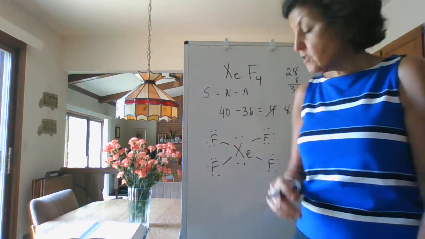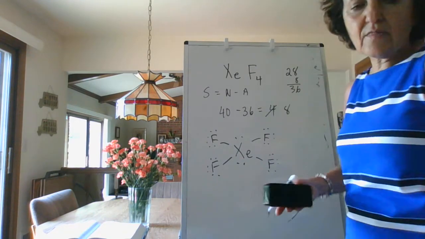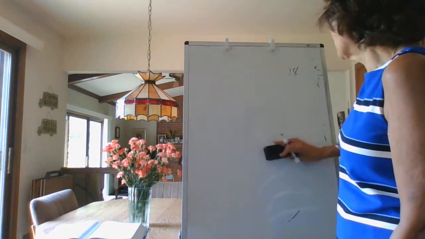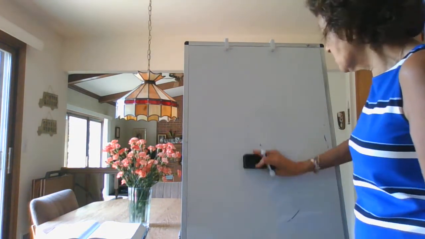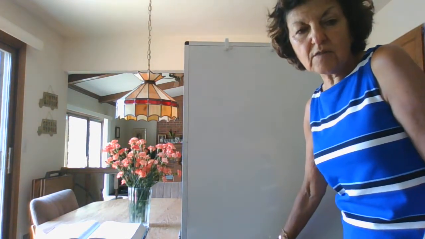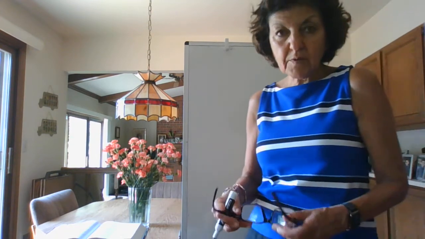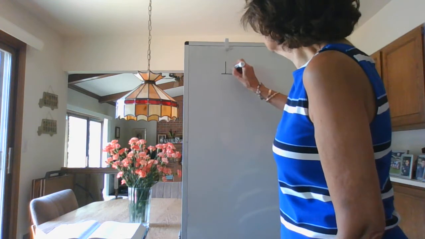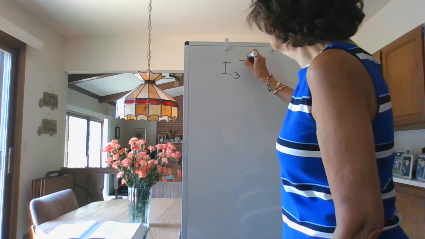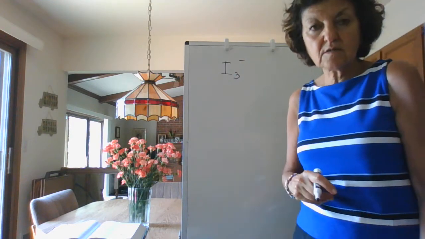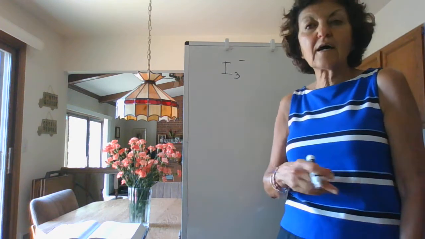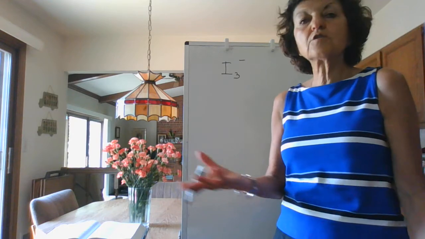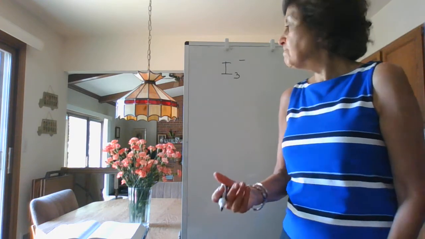Okay, let's do the last one, and then we will, in the next video, talk about formal charges and bond energy, and then we should be able to wrap up this chapter. Okay, let's do this. I3 minus. So this is a triiodide polyatomic ion, okay? And we need to do the Lewis structure for it.